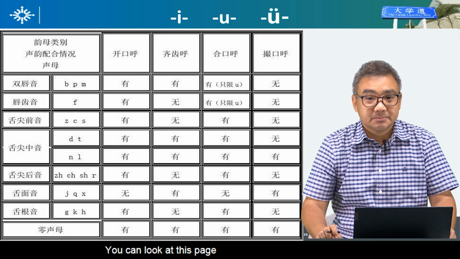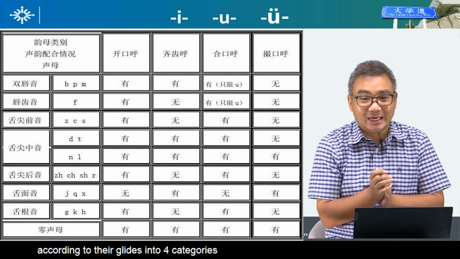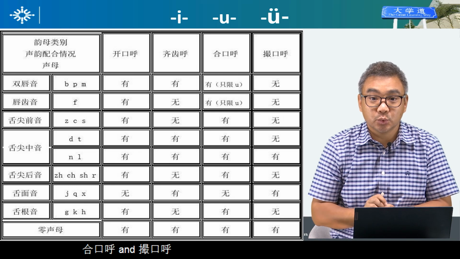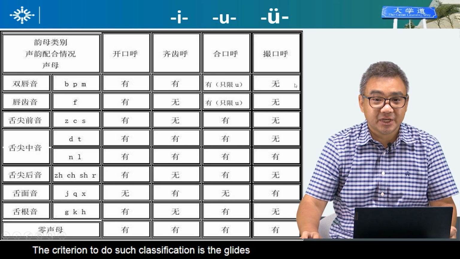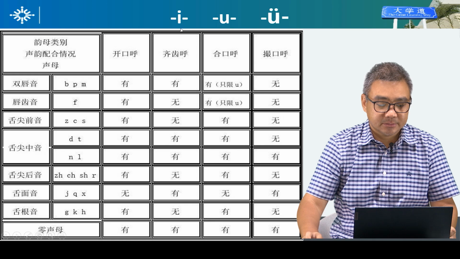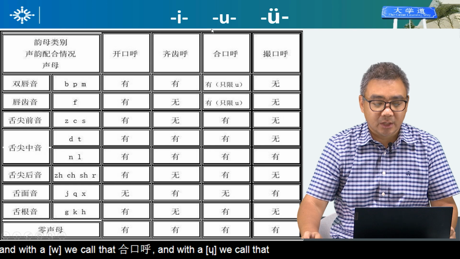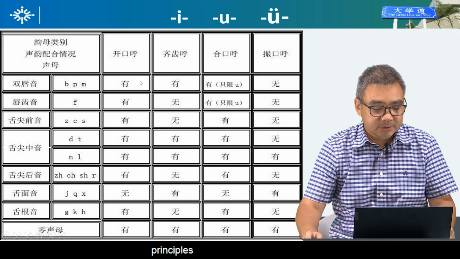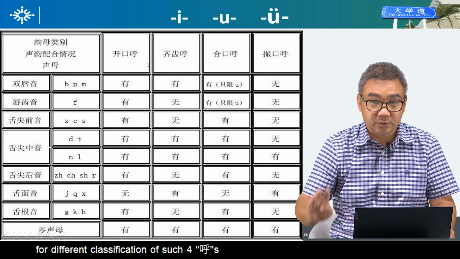You can look at this page. Traditionally, Chinese scholars classify the Chinese syllables according to their glides into 4 categories, including 开口呼, 齐齿呼, 合口呼, and 撮口呼. The criterion to do such classification is the glides. A syllable with a glide of I, we call that 齐齿呼, and with a U, we call that 合口呼, and with a Ü, we call that 撮口呼. Okay, so there are general principles for different classification of such.